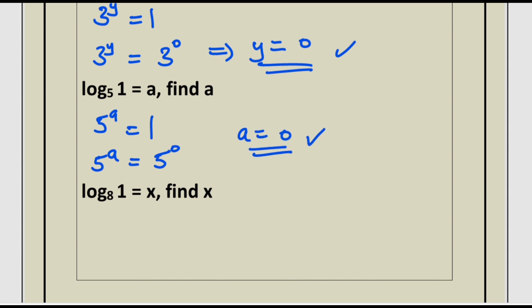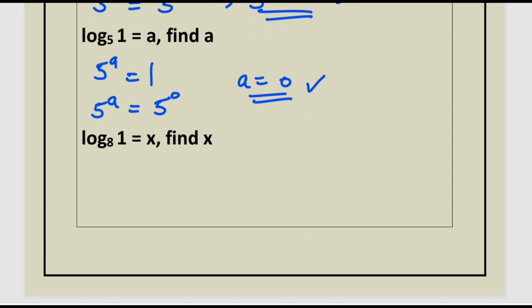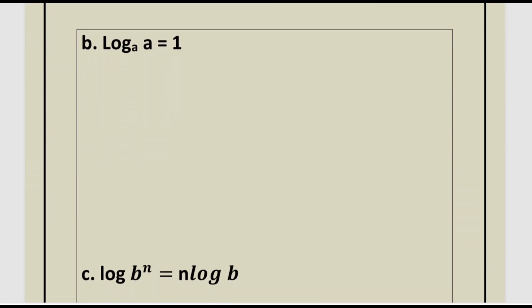And now the last one, I want to believe that you are able to do. Kindly find the value of x in this other one. Log to base 8 of 1 is equal to x. What is x? Now, another rule that you also need to know is log of a base a is equal to 1, and we'll explain how this concept is coming about.